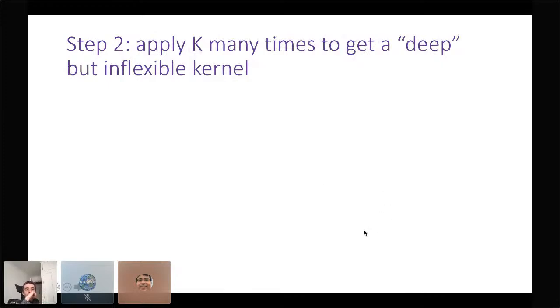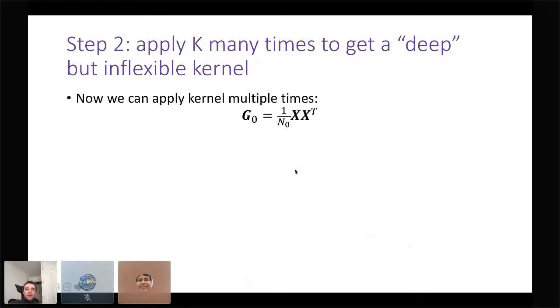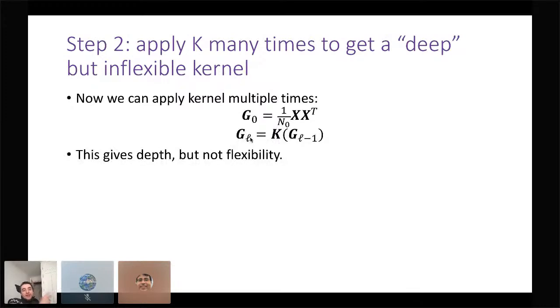So next, we're going to take that kernel function, which takes a gram matrix and returns a gram matrix, and we're going to apply it a bunch of times to get a deep kernel. Okay, so we start with that data gram matrix again, and we're just going to iteratively apply this function k to get a stack now of gram matrices, which I'm calling GL here. Now this is great because it's now deep. I have these multiple gram matrices, one for each layer. The problem is that it's not flexible.